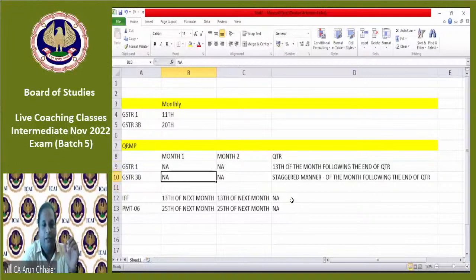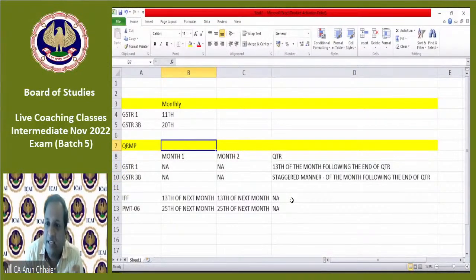Again repeating, what is the GSTR1? GSTR1 is the details of outward supplies. In simple words, I will put my outward tax invoices. I will put my sales.